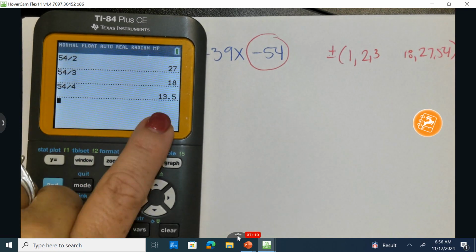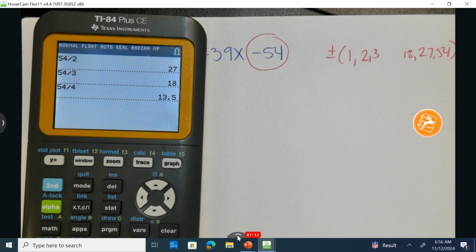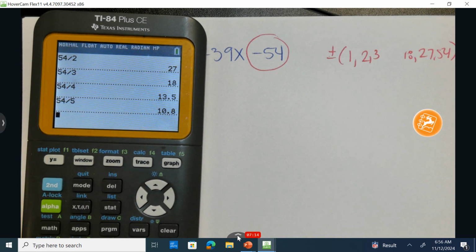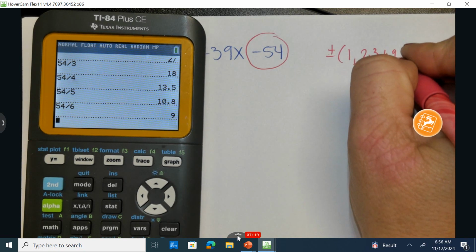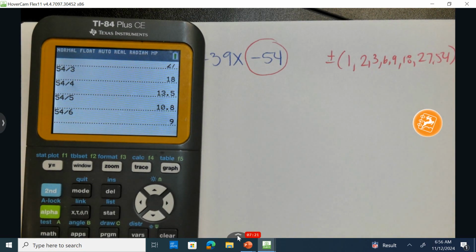So 4 provides 15.5, so I'm not going to write down 4. We know 5 doesn't go in, but we can see that with the decimal. 6 does go in 9 times, so 6 and 9. So these are the numbers that I'm going to test. Let me start.